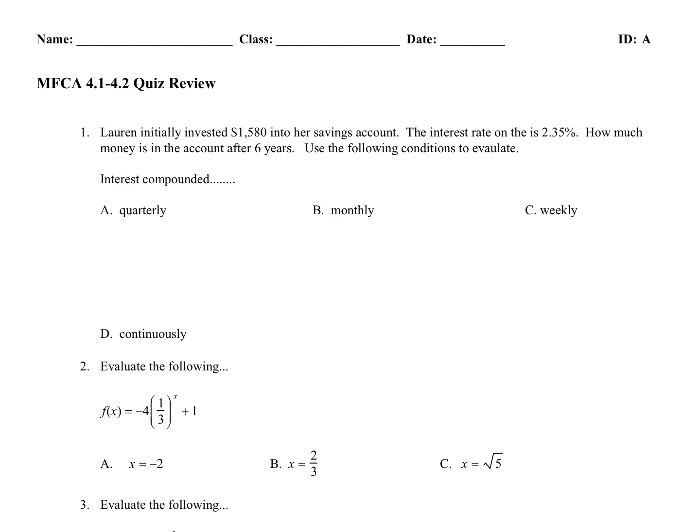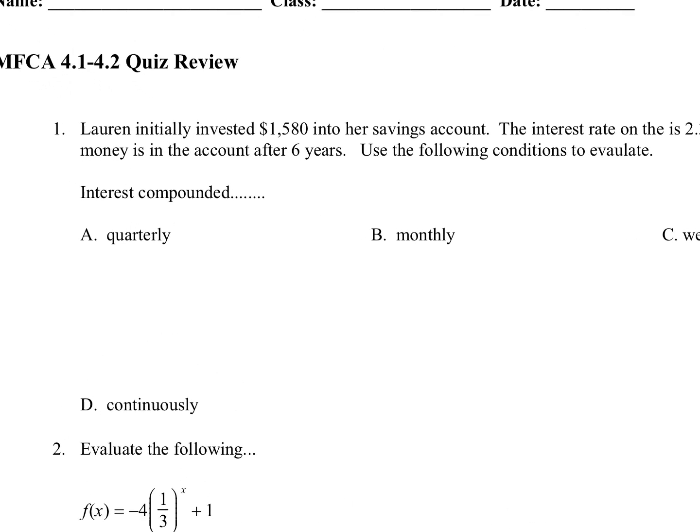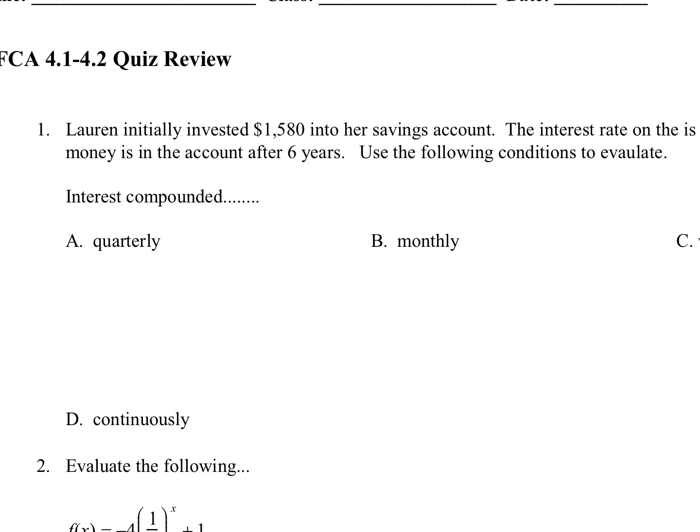Your first question tells you that Lauren initially invested $1,580 into her savings account. The interest rate on that is 2.35%. How much money is in the account after 6 years? Use the following conditions to evaluate. So if you look at A through C, we're looking at quarterly, monthly, and weekly.